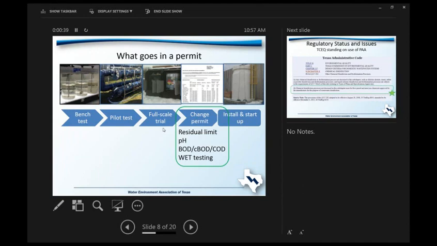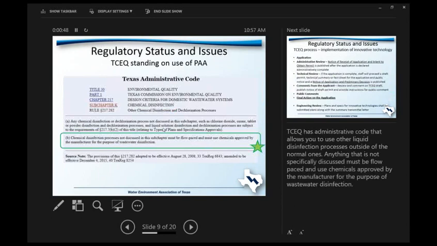So let's look at how this is handled in Texas. The Texas Administrative Code does allow for novel or innovative disinfection processes other than one specifically allowed, and those must be flow-paced and must use chemicals approved by the manufacturer for the purpose of wastewater disinfection. And so as I showed with the product labels on the prior slide, PAA is indeed approved for wastewater disinfection, so it's something that certainly TCEQ can consider.